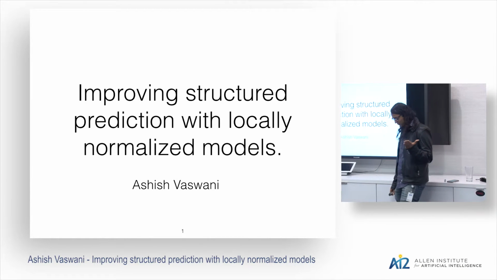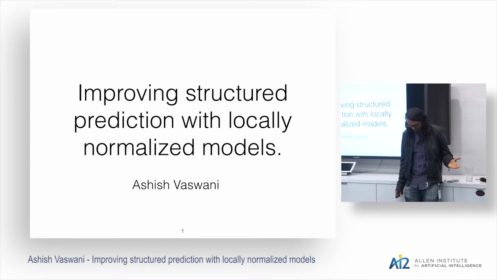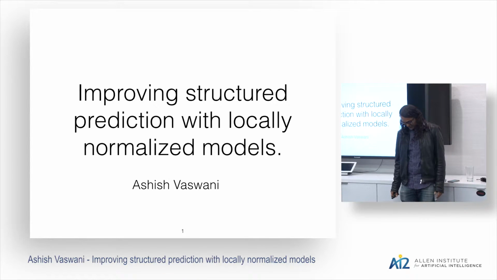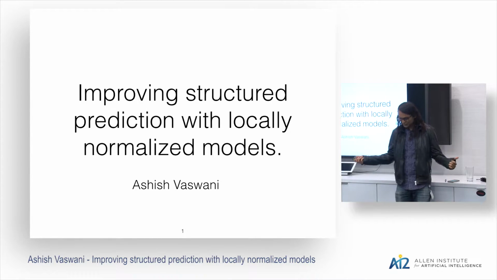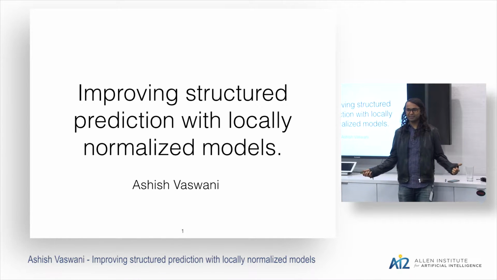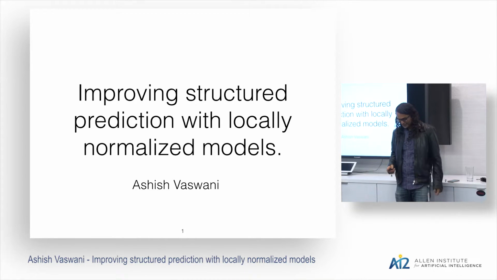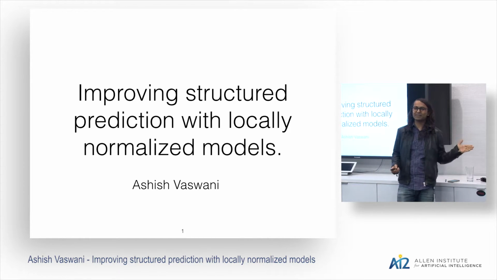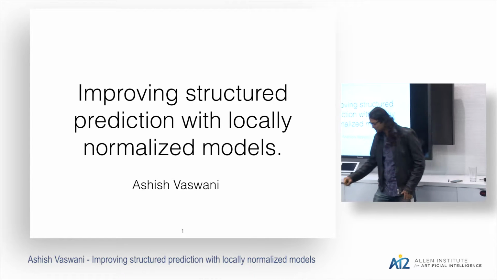So today I'm going to talk about improving structure prediction with locally normalized models. Essentially, locally normalized models were really popular at one point of time, and then they died. You had CRFs, and now they're back again with the resurgence of neural networks. So it's important to look at why they died, and now that they're back, should we look at the lessons that we learned then to improve locally normalized models?